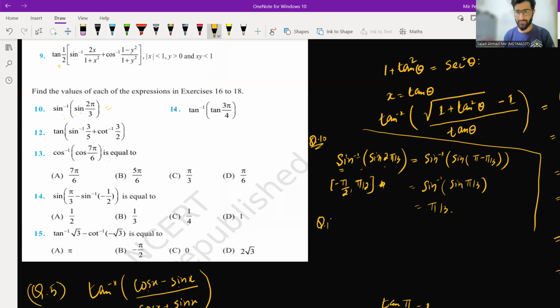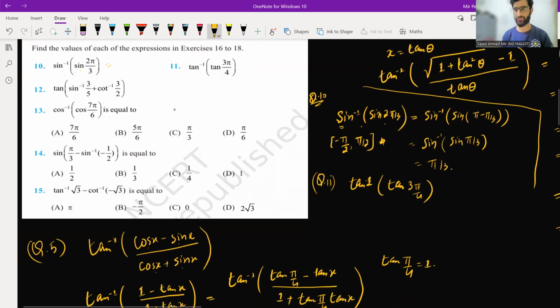Again, we will do this. This was question number 10. So question number 11, tan inverse of tan of 3 pi by 4. We cannot directly cancel this, because for tan inverse, we have the open interval minus pi by 2 to pi by 2. The range is the set of values for which the principal branch is defined. So the inverse is defined for this part.